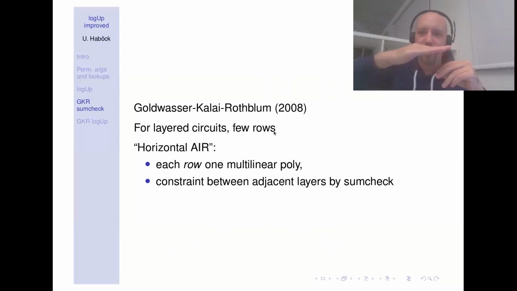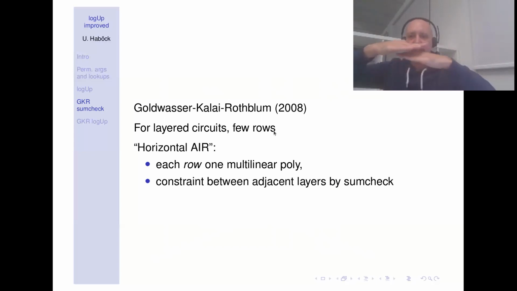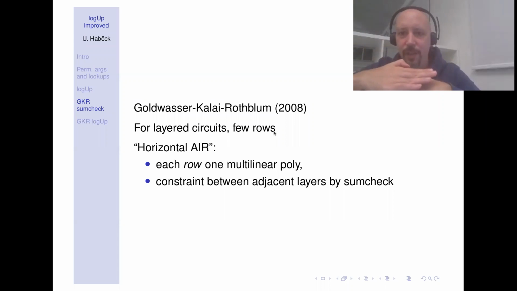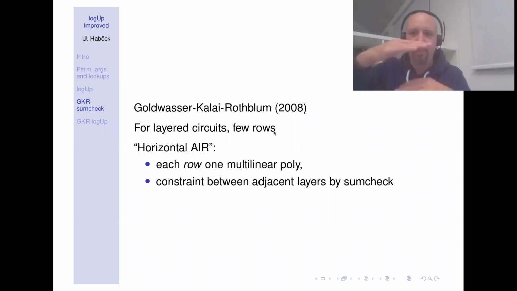It's a multivariate protocol. So in our case, it's a multilinear polynomial. One row, one layer. For each layer, we have one multilinear polynomial. And the constraints between two adjacent rows are formulated via a sum check. And the protocol will be a multi-round protocol, for each step you do from the top layer down to the bottom layer, something like output layer to input layer.